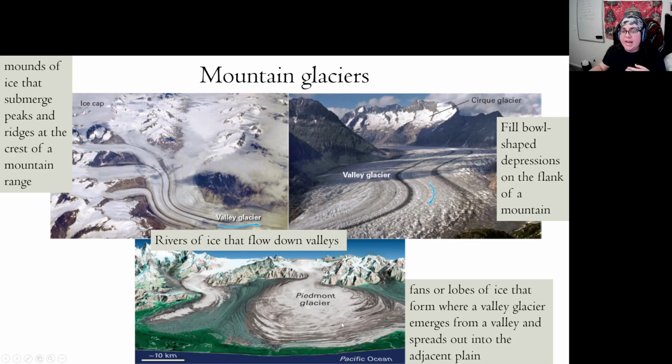And finally, we have Piedmont glaciers, which we can think of as adjacent to those alluvial fans that we saw earlier, that form when a valley glacier emerges into an adjacent plain. So these are the different kinds of mountain glaciers.